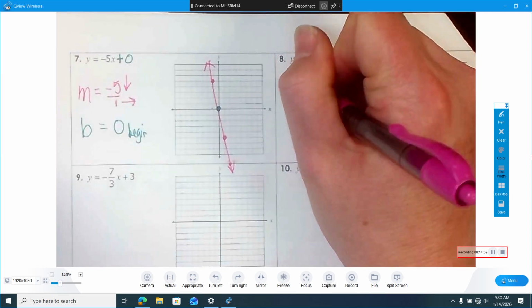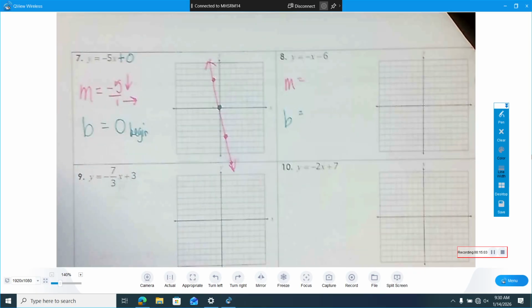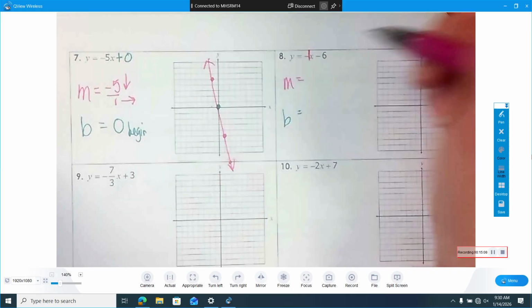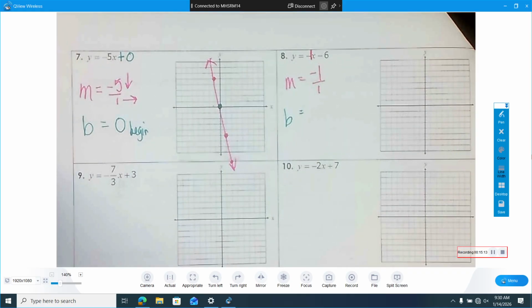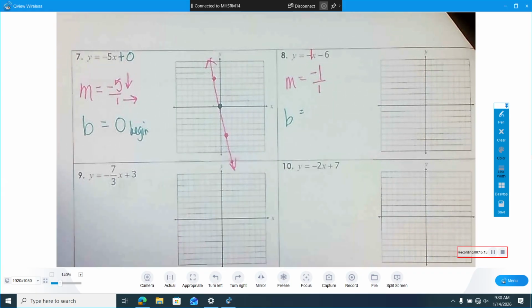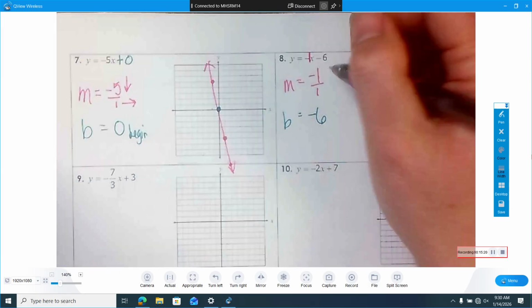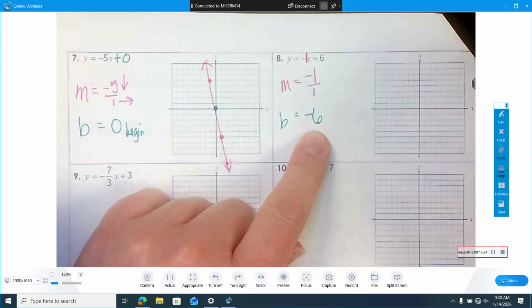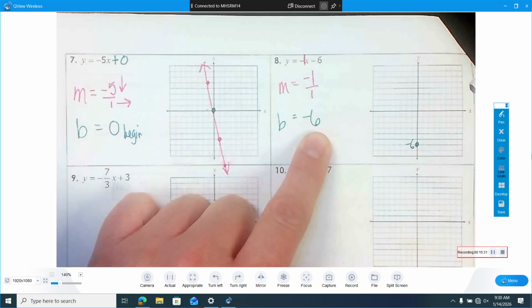All right, number 8. What's the M in number 8? -1. Very good. Remember there's a little invisible 1 there? So that's -1. And again, I really need it as a fraction. So -1 over 1. And what's the B? -6. Okay, I'm going to start at -6 on my y-axis. 1, 2, 3, 4, 5, 6. So there's my -6. I begin at -6.